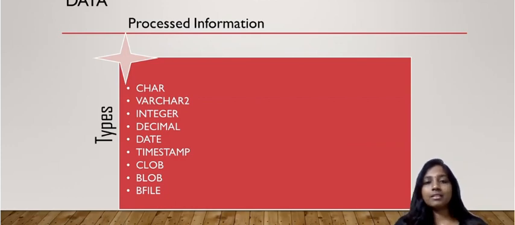Okay, so data is nothing but processed information, and it has a certain set of types which are listed on your screen: character, varchar 2, integer, decimal, date, timestamp, CLOB, BLOB, and BFILE. We're going to see them one by one, and then we are going to explore what each stands for.